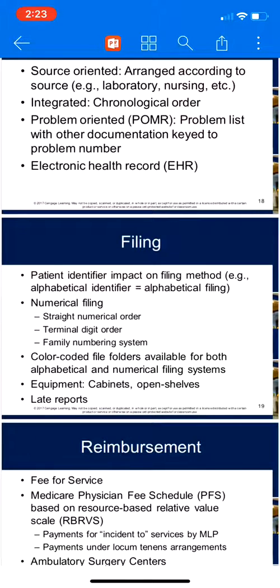All right, so we're going to end this lecture here, and we're going to pick up with reimbursement in the next section. Happy reading.